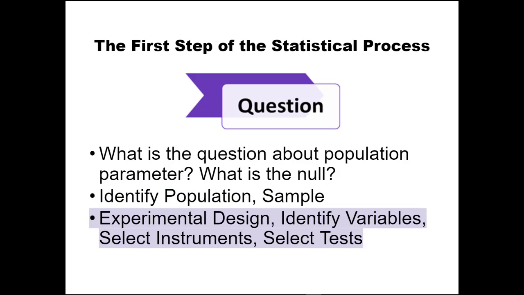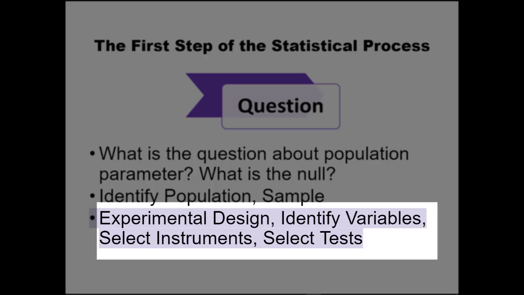During the question phase, we also want to make sure that we have a sound experimental design. We identify the variables we want to measure. We select any instruments that we might need to measure these variables, and we start looking to see which tests are most effective to answer the question.